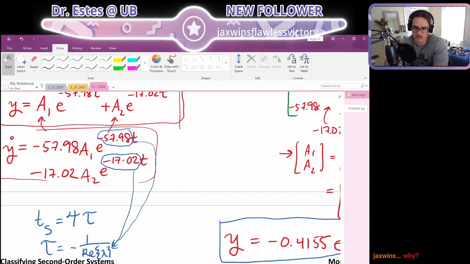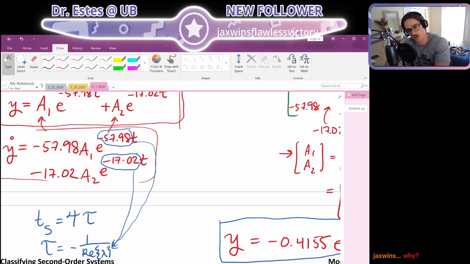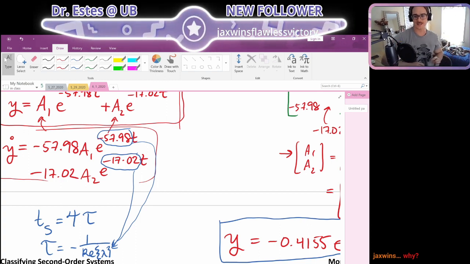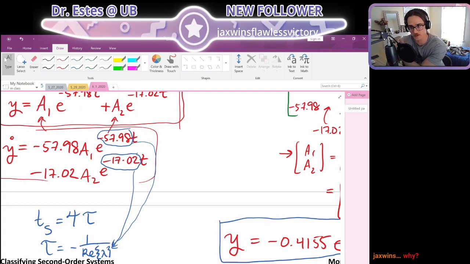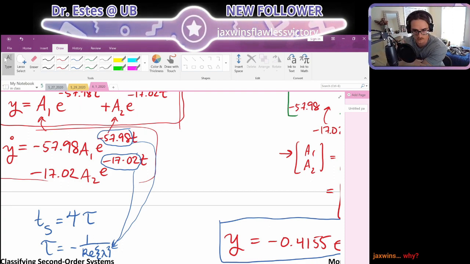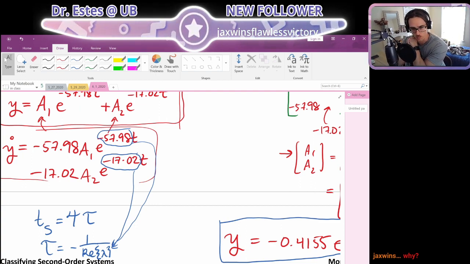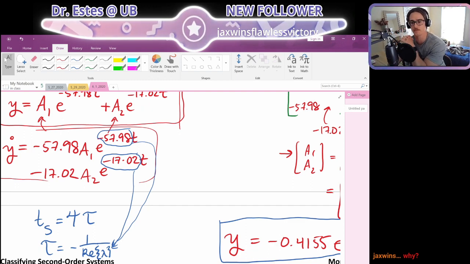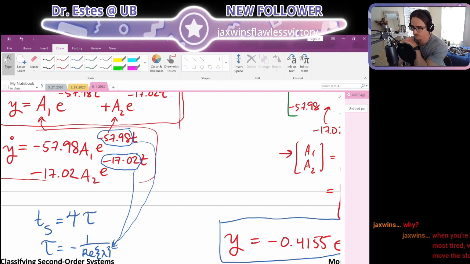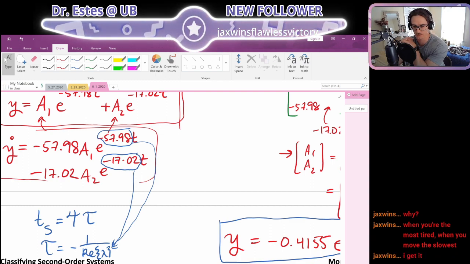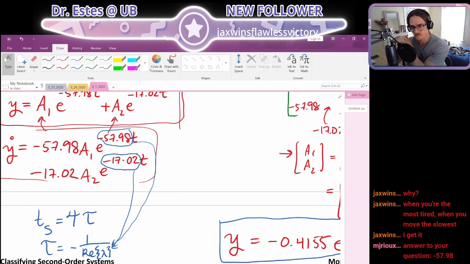Now, Jax wins flawless victory asks why. Okay, the reason is, I'll explain it like this with an analogy. Let's say you're hiking with a group of people. All right. And I say, when are you going to be finished with the hike? And I'm talking about the group as a whole. Do you base that on the fastest person in the group, or do you base it on the slowest person in the group? When you're the most tired, you move the slowest. I get it. So, answer to your question, minus 57.98.